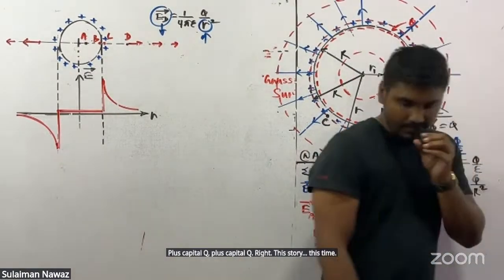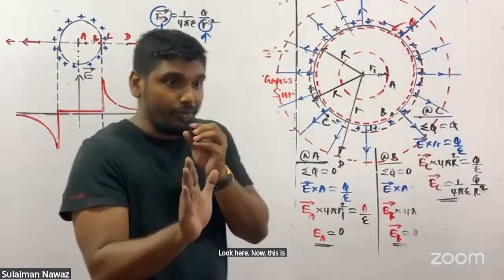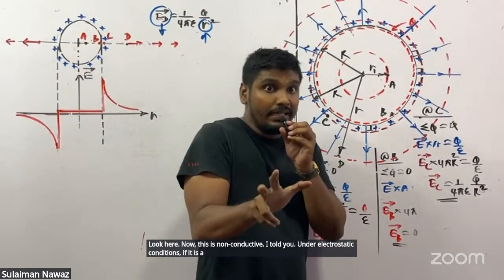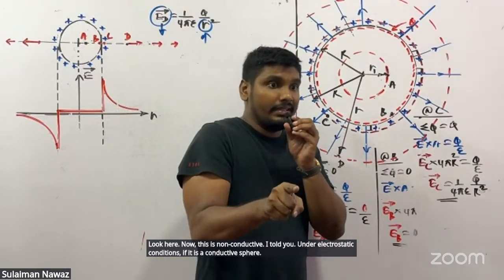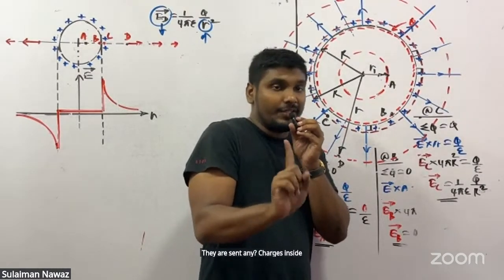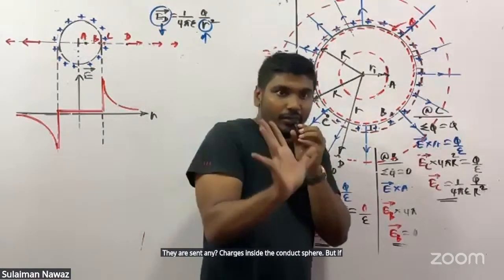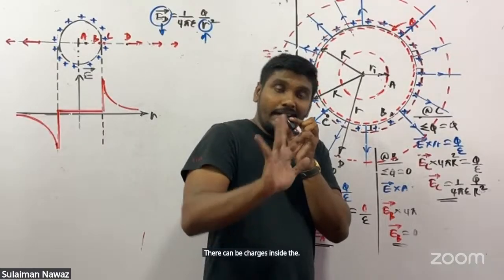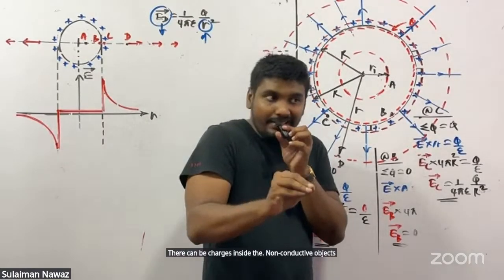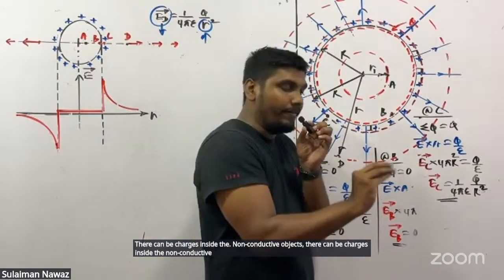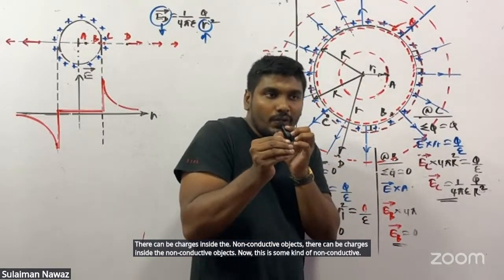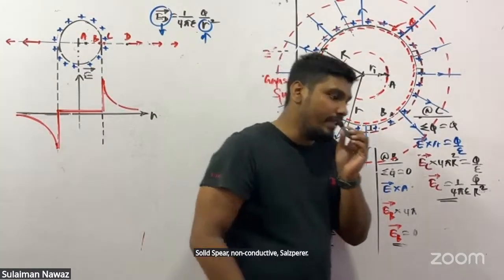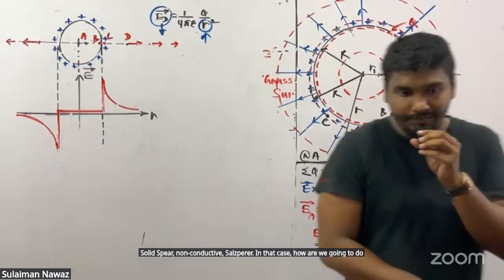Look here. Now this is non-conductive. I told you under electrostatic conditions, if it is a conductive sphere, there aren't any charges inside the conductive sphere. But if it is non-conductive, remember, there can be charges inside non-conductive objects. Now this is a non-conductive solid sphere. In that case, how are we going to do it?